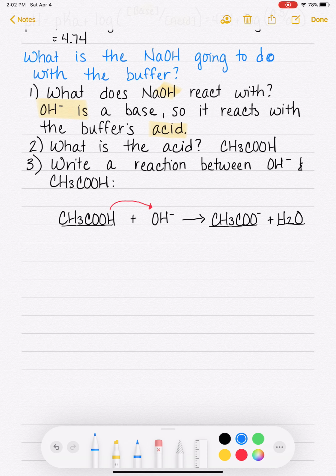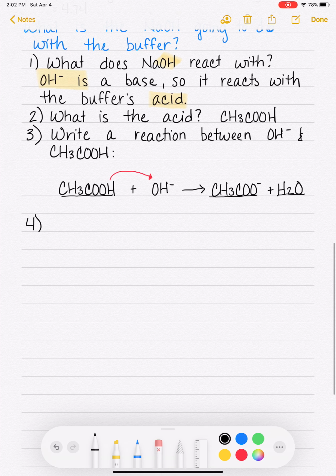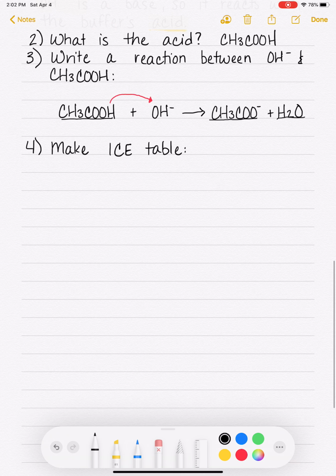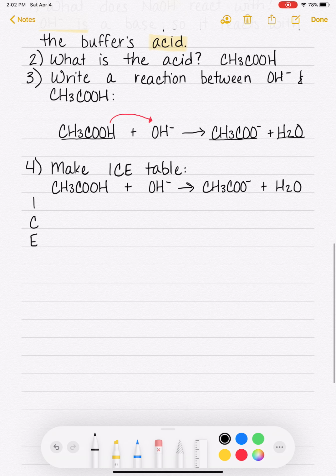So that's going to be our step 4, make an ice table. I'm just going to put it here. So we're going to make an ice table for that reaction that we just came up with, CH3COOH and OH minus, making CH3COO minus and H2O, just like that. Now, you've done a lot of ice tables in your life, so you're feeling like an expert. You might be starting to fill this thing out already.